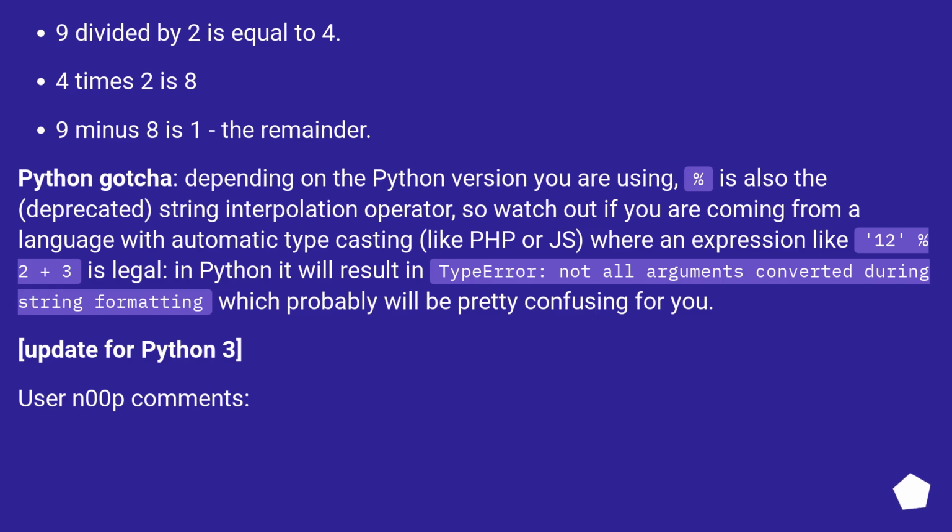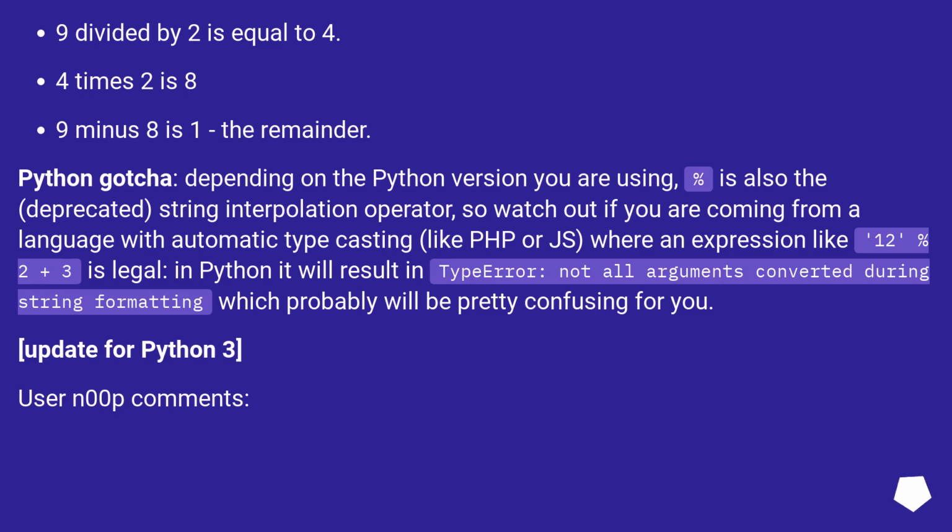The remainder. Python gotcha. Depending on the Python version you are using, percent is also the deprecated string interpolation operator. So watch out if you are coming from a language with automatic typecasting, like PHP or JS, where an expression like 12 % 2 + 3 is legal. In Python, it will result in TypeError: not all arguments converted during string formatting, which probably will be pretty confusing for you. Update for Python 3.